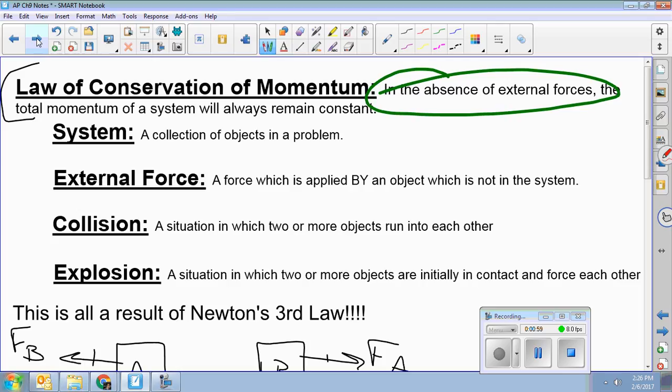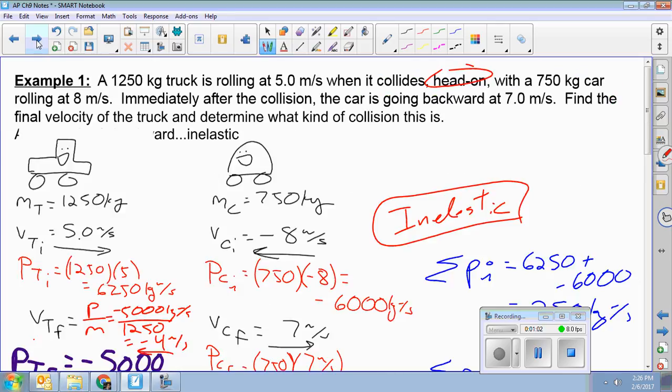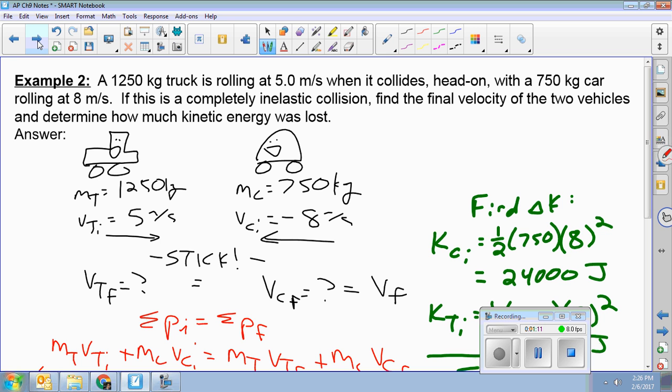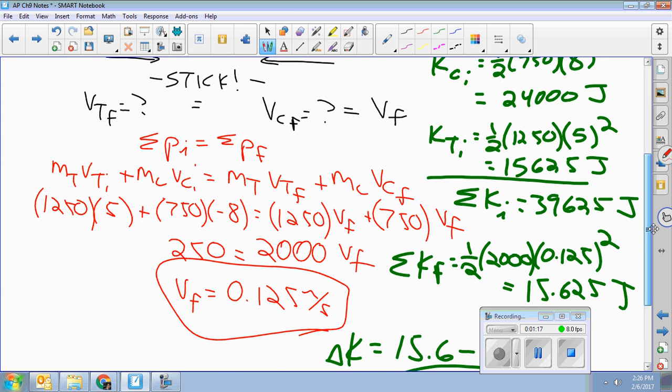We good? Okay. All right, so we did example number 1 already. We decided it was inelastic, right? Because we had lost some kinetic energy because both vehicles slowed down. We did example 2 where they stick together. Remember, the trick for the ones where they stick together is you just set their final velocities equal to each other. So that we had 1250 VF plus 750 VF because they both have the same VF. Good? Cool? All right, so that's, in 10 seconds, a quick run through of what we did last Thursday. Does anybody have any questions before I go on and do elastic?